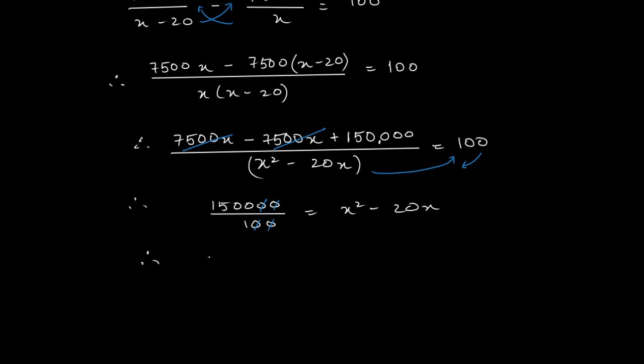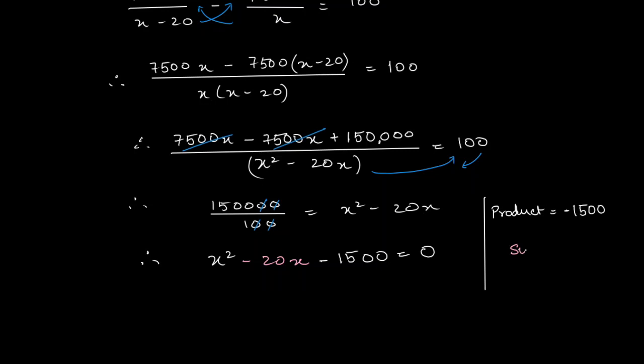So if I write this in the standard form, it becomes x square minus 20x, 1,500 here, it's plus, take it to the other side, becomes minus 1,500 is equal to 0. This is my quadratic equation in the standard form, which I will solve by splitting the middle term. The product of the factors is 1 into minus 1,500, so that's negative 1,500. Two numbers multiplied should give me negative 1,500, and their sum should be equal to negative 20.